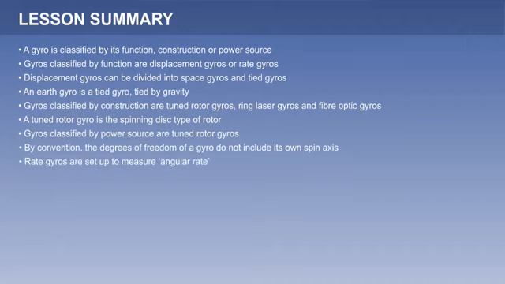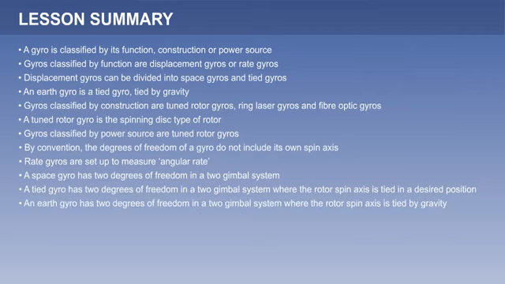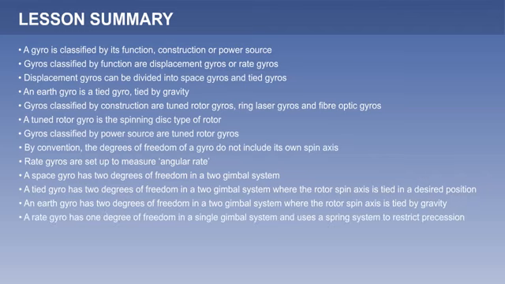Rate gyros are set up to measure angular rate. A space gyro is said to have 2 degrees of freedom in a 2-gimbal system. A tide gyro has 2 degrees of freedom in a 2-gimbal system, where the rotor spin axis is tied in a desired position. An earth gyro has 2 degrees of freedom in a 2-gimbal system, where the rotor spin axis is tied by gravity. A rate gyro has 1 degree of freedom in a single gimbal system and uses a spring system to restrict precession.